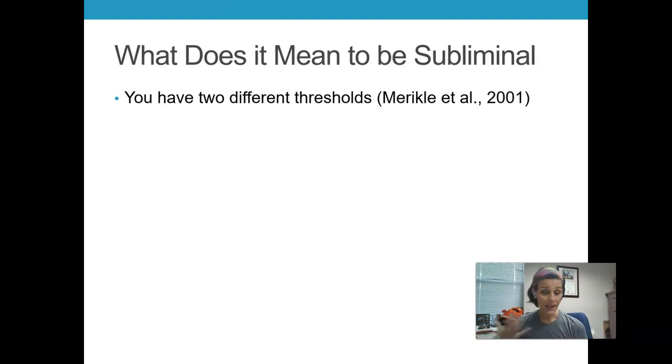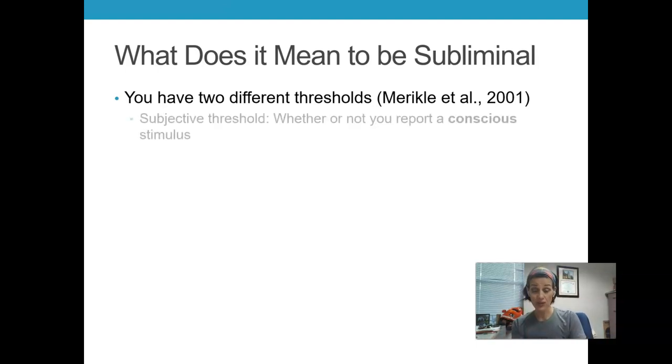So Merikle, back in 2001, along with colleagues, basically said that when you're talking about something that you are consciously aware of, you actually have two different thresholds. First of all, you have your subjective threshold, and that's whether or not you report a conscious stimulus. I saw this thing, it said eat popcorn. I saw this, it said drink Coca-Cola. So that's your subjective threshold, whether you personally see it.